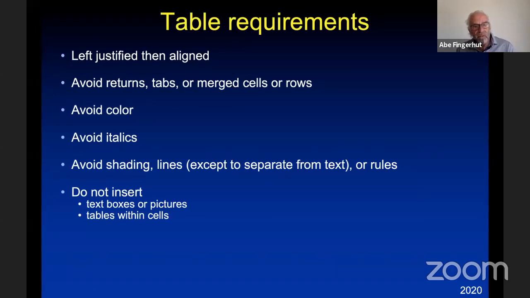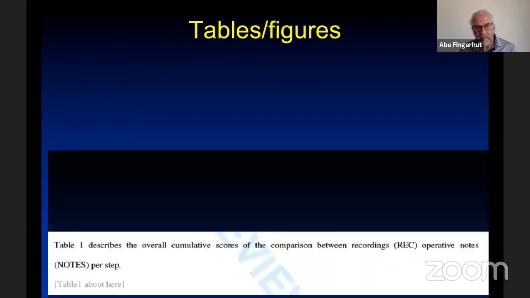Tables should be left justified and then aligned in the cell. I'll talk about that in a few minutes. Don't use the return tab. Don't merge your cells. Don't use color. Don't use different fonts. Don't use shading. Use a minimum of lines. And don't insert, as I said before, any boxes or pictures or tables within themselves. The legend here is at the bottom of the table.